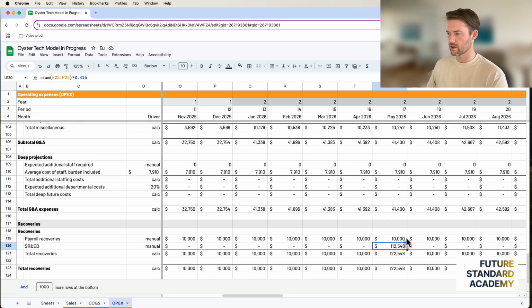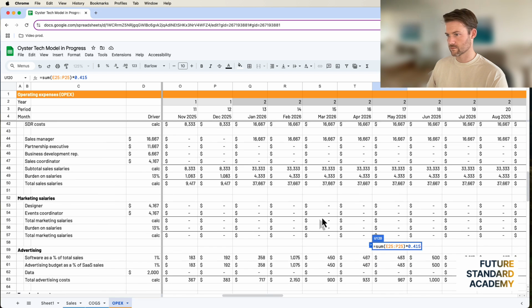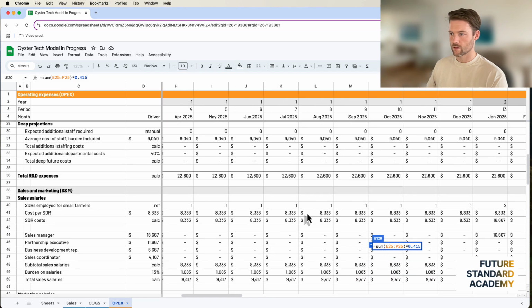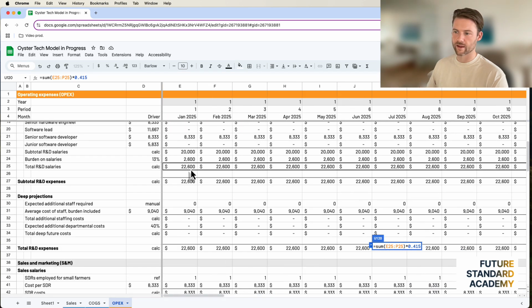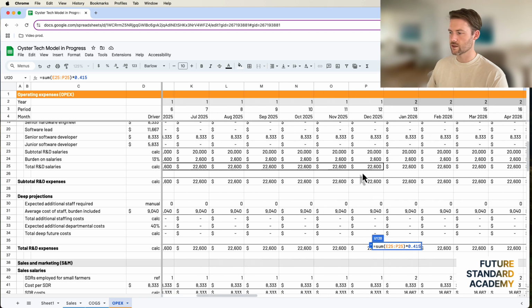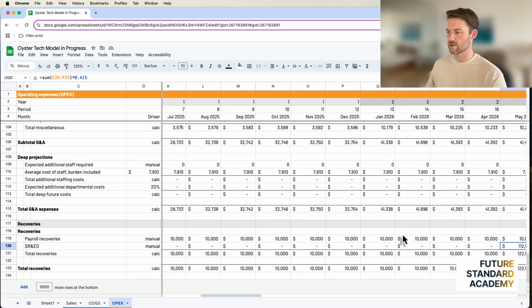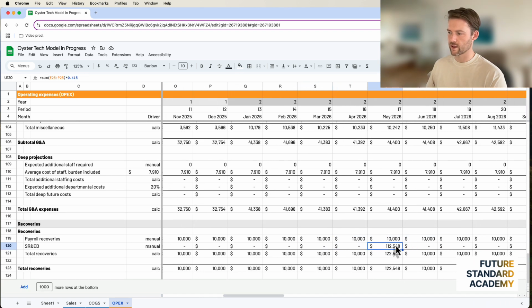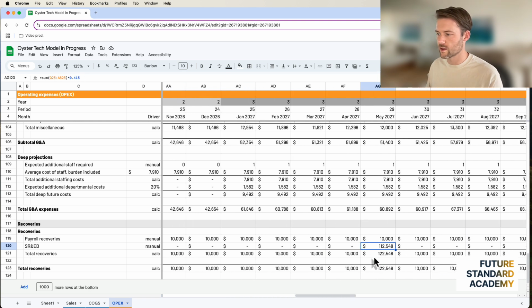I'll show you. I'm adding up all the total R&D salaries and then multiplying it by that percentage. So I want to see the recovery there. Okay, 112. And that's enough for an estimate. Plus or minus 40%, that's probably about what it's going to be. And so then I can keep doing that going forward as well.